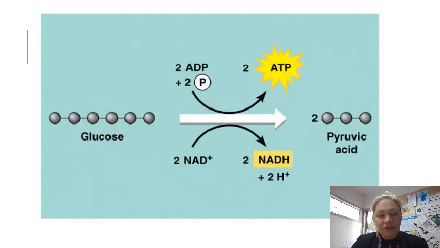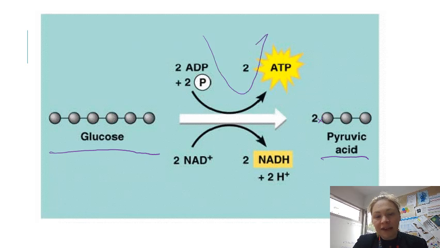This is a little summary diagram of this process. So again, we can see our glucose, 6-carbon molecule, being broken down to pyruvate, or 2 pyruvate molecules. And in doing that process, we see the production of some ATP and some hydrogen being accepted by our carrier molecule NAD.